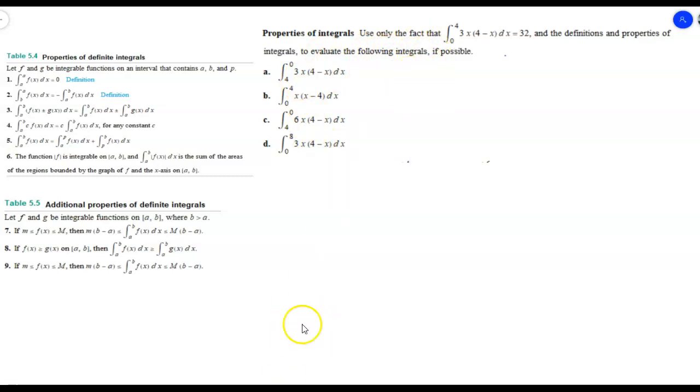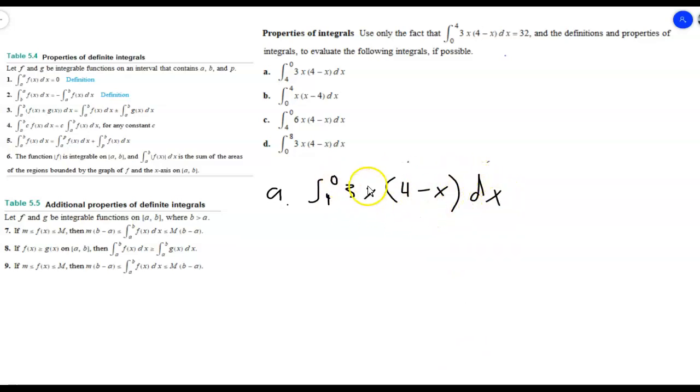All right. So the first one here, instead of going from 0 to 4, this one is going from 4 to 0. But it's the same thing inside here. So if we look at our rules there, minus x dx.